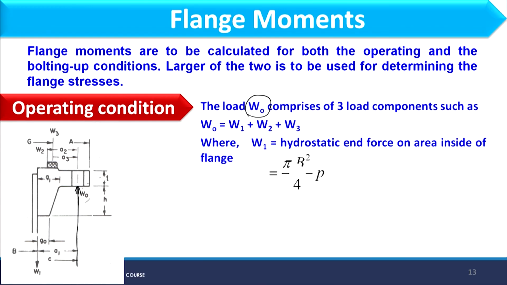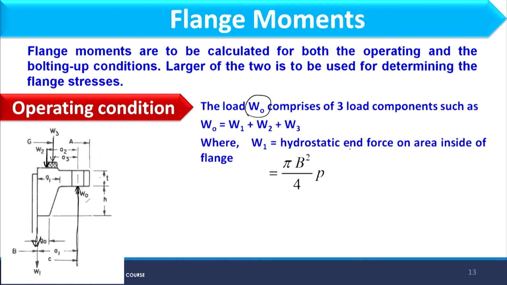W1 plus W2 plus W3, where W1 is the hydrostatic end force on the area inside the flange, because when operation is carried out, it will try to depart the flange connection. So, how will it do that? One part of the total force will act here, another part of the total load will act over here, and the third part will act at the center of the gasket.